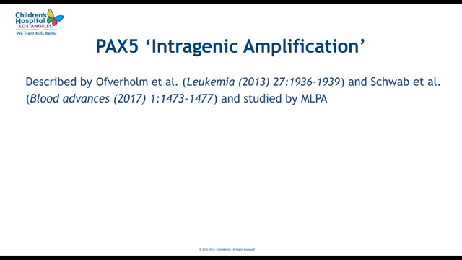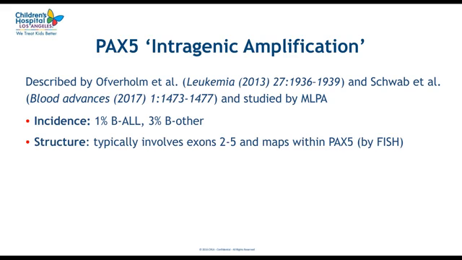At the time, it was described and studied by 2 European groups who studied it by MLPA. What they found was that this occurs in about 1 to 3% of BLL cases, that it typically involves exons 2 to 5 within PAX5, so very similar to what we saw in our first case. By FISH, they verified that this was within PAX5, that the extra copies were within the gene, and that they are not inserted somewhere else in the genome.